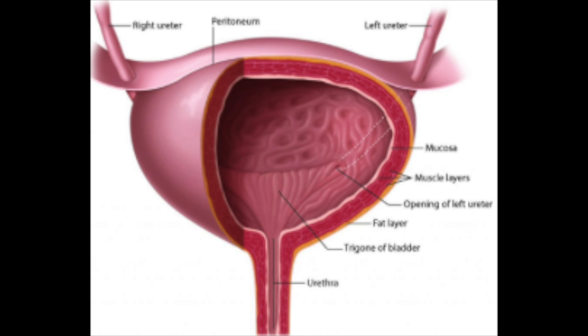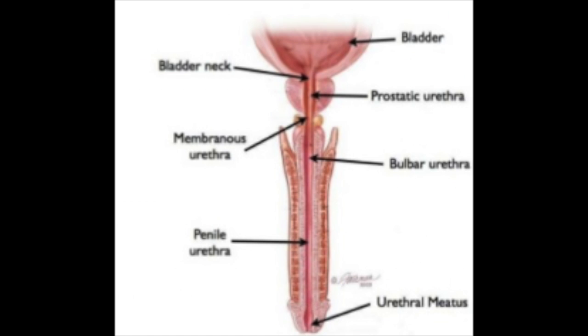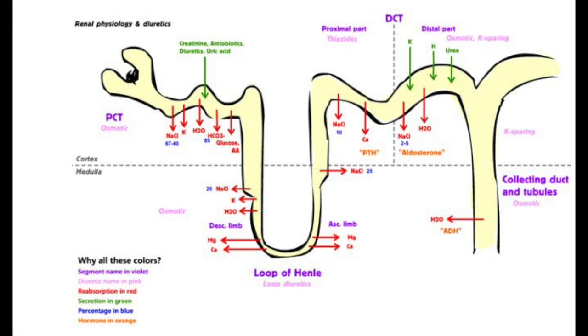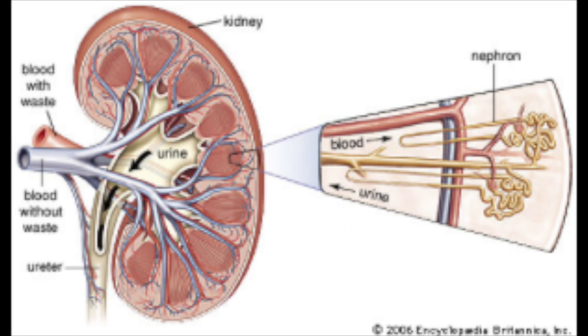The bladder stores urine, allowing urination to be infrequent and voluntary. The urethra is a tube that carries urine from the bladder to outside of the body. The nephron is the basic functional unit of the kidney. On average, a single kidney contains 1 million nephrons.